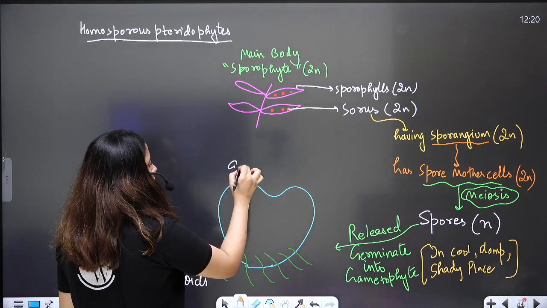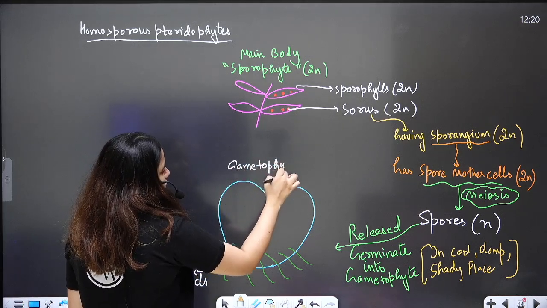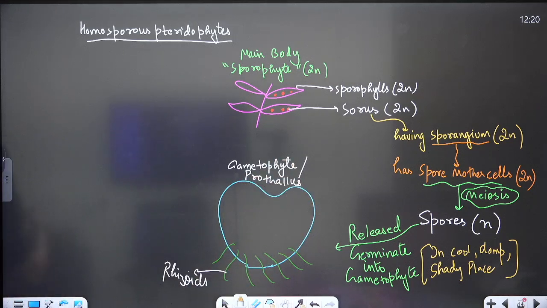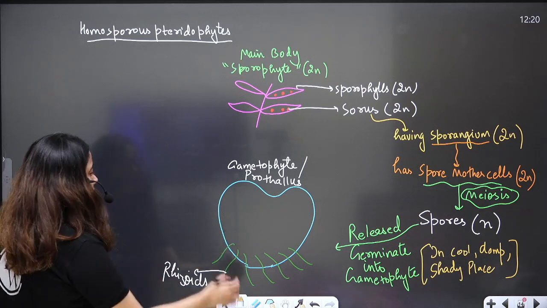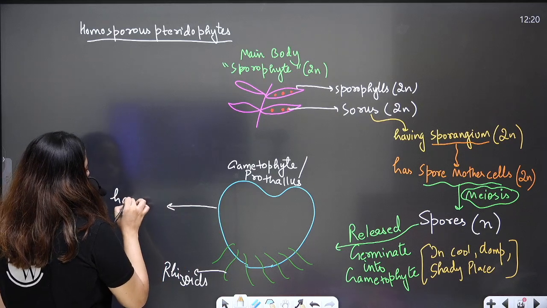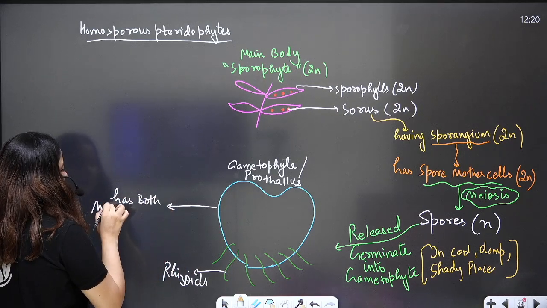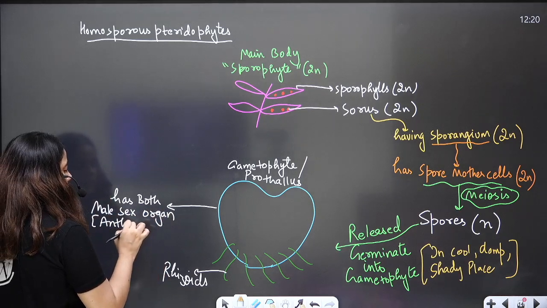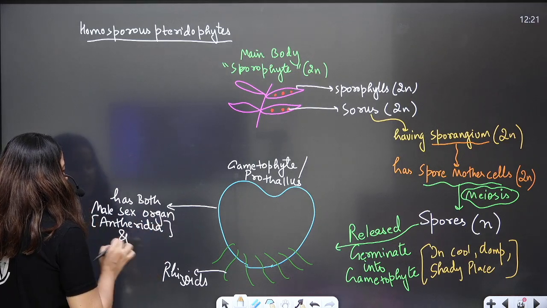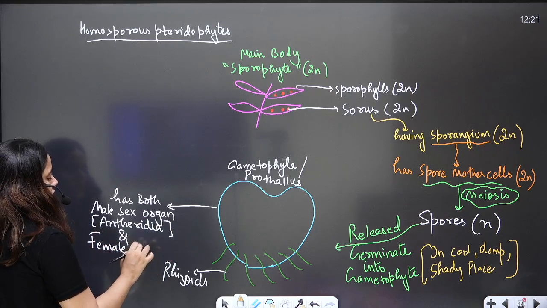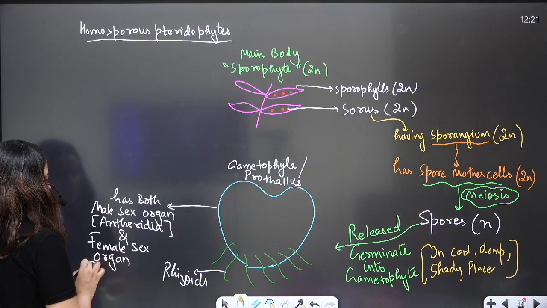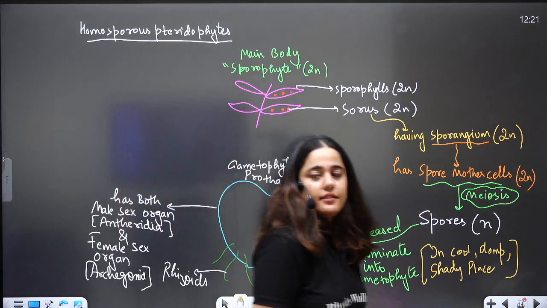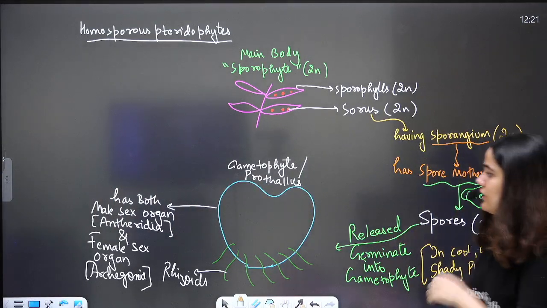So this is what we call the gametophyte or prothallus. Either we call it gametophyte or prothallus, beta. This structure has both a male sex organ, antheridium or antheridia in the plural, and a female sex organ, archegonia. So this gametophyte has both male and female sex organs.